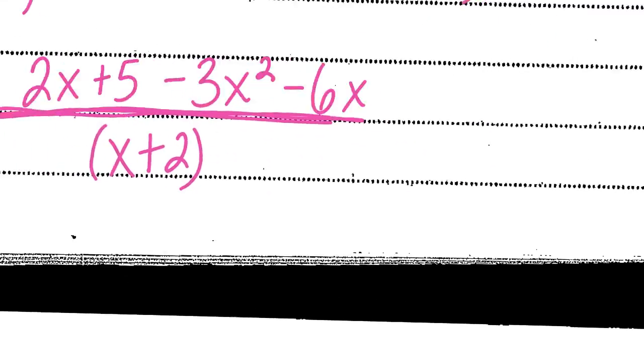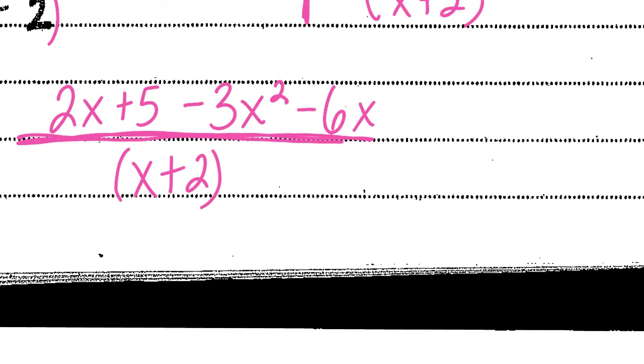I wonder if this one will continue to reduce. So on the bottom, I have x plus 2. On the top, I have negative 3x squared. And I know that a negative 6x and a positive 2x is negative 4x plus 5. So when I go ahead and look here, I want to take first times last. So let's go ahead and just see if maybe this could reduce.